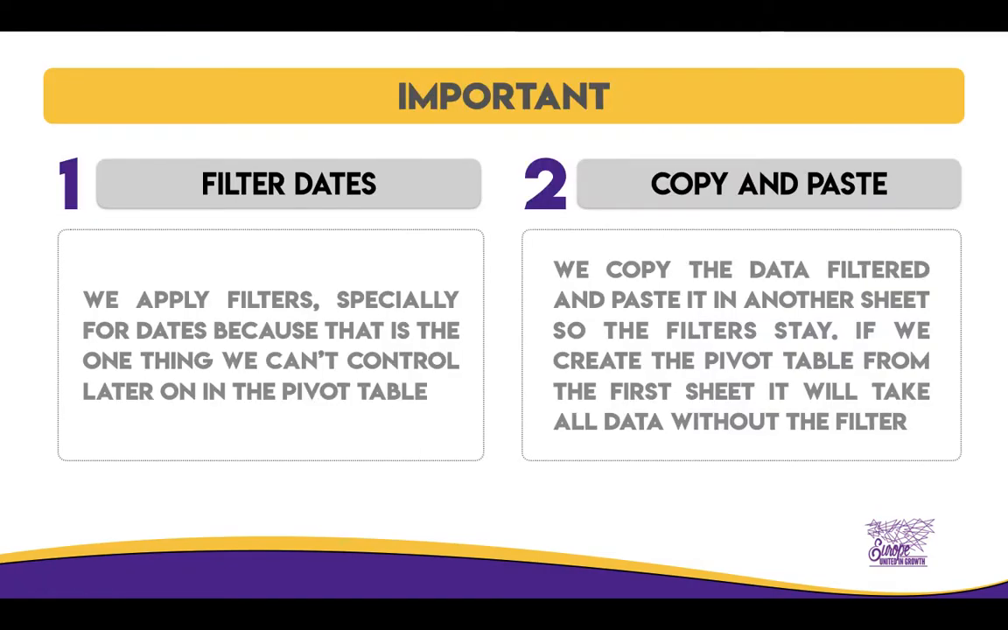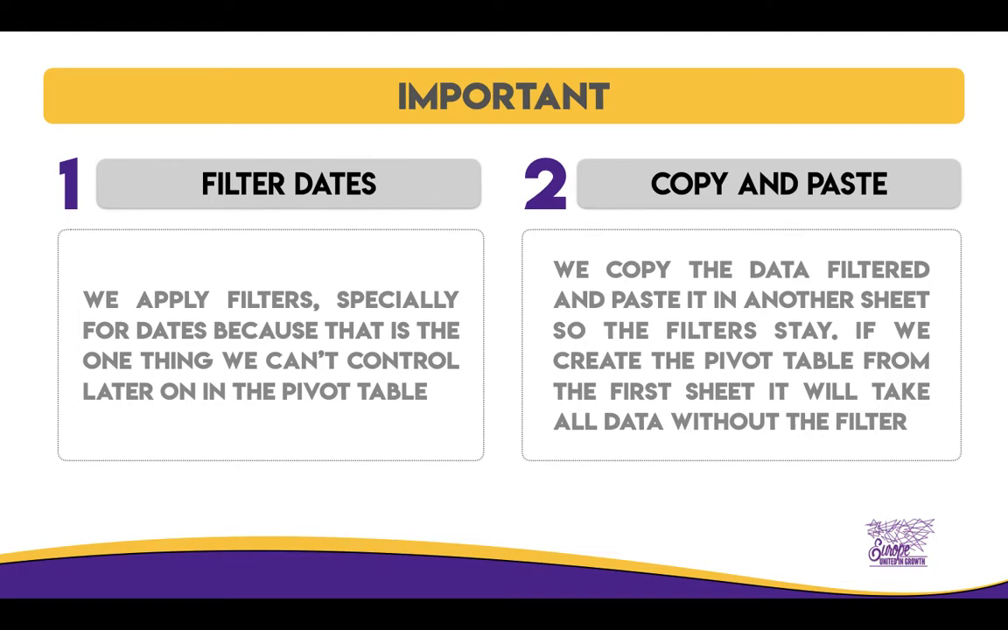So, two important things before starting. When you have the data file, it's going to be very messy, so we first need to organize it with text to columns. I will show you how it's done. Another important thing is to apply the filters. We apply filters for periods of time, because that's the one thing we cannot control later on in the pivot table.